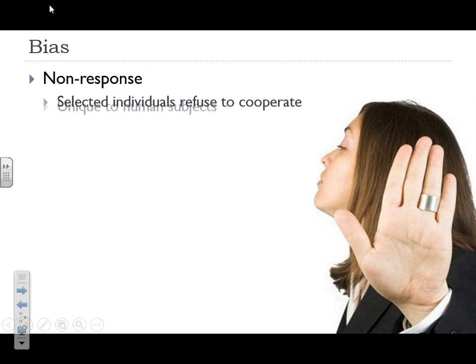So with non-response, selected individuals are refusing to cooperate. Now this is a bias that's unique to human beings. So when you have human subjects as part of your sampling, you can always run into this particular type of bias.